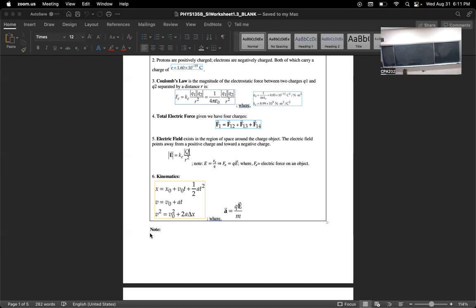And I'm going to again highlight this point. The electric field points in the direction a positive charge would move. Okay, so you can imagine if there's an electric field arrow.